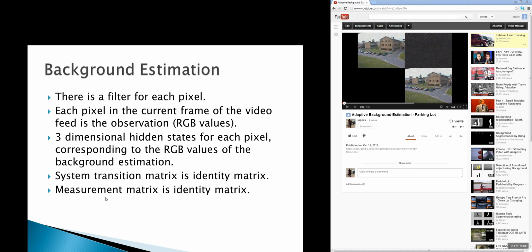First of all, the system transition matrix defines how the states evolved, as we said before. And in a background, we don't expect the states to evolve in terms of huge changes throughout the time. We want them to be steady. So the identity matrix says that the states do not move, they only can be jittered by the system noise. And we want all the incoming new information to directly reflect to the hidden states of the system. That is why we choose the measurement matrix as identity matrix.